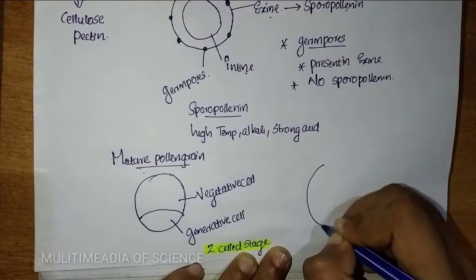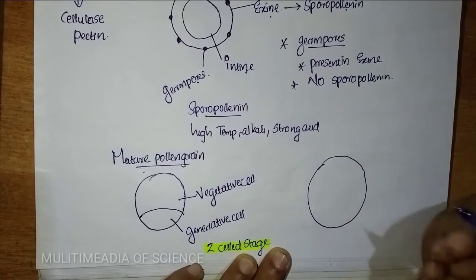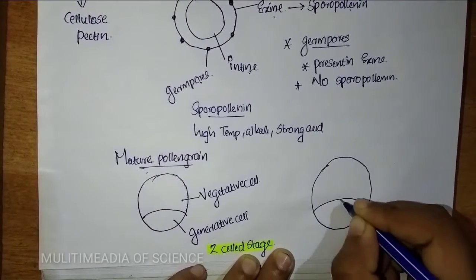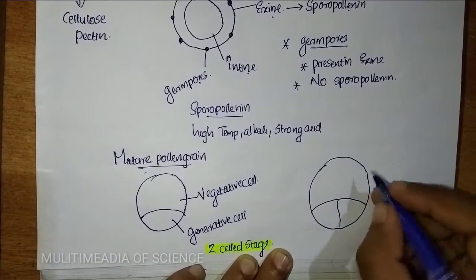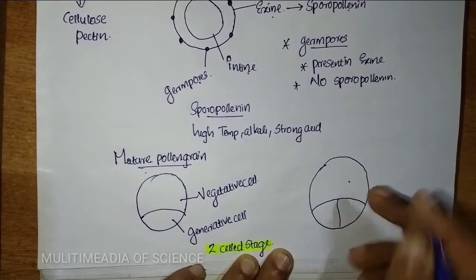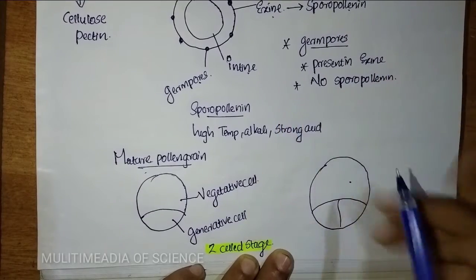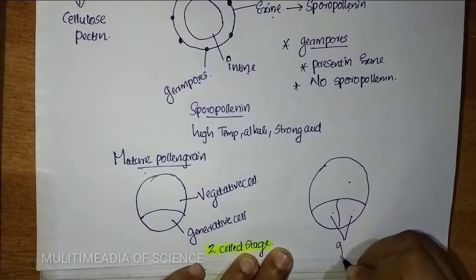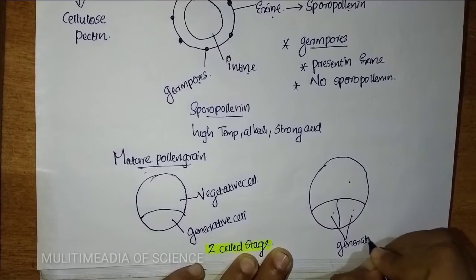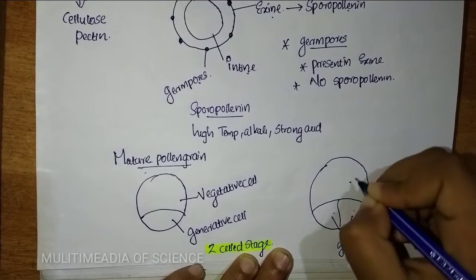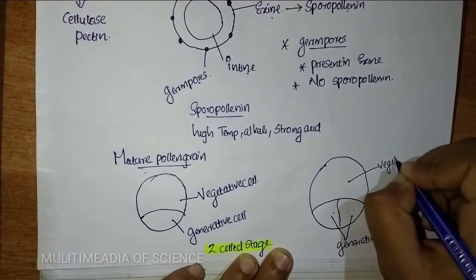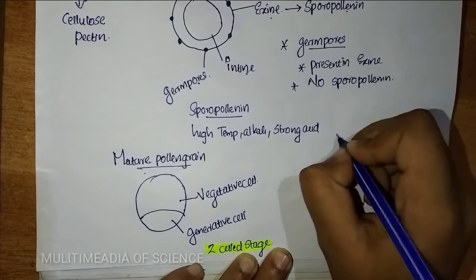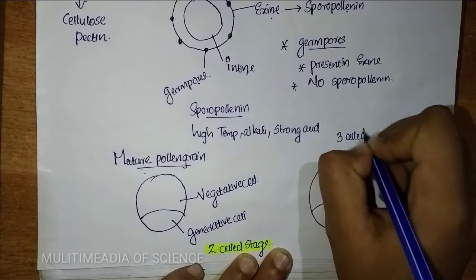But in some plants, the pollen grains are shed at the three-celled stage. What is the three-celled stage? One vegetative cell and two generative cells. These two are generative cells. Two generative cells and one vegetative cell is named the three-celled stage.